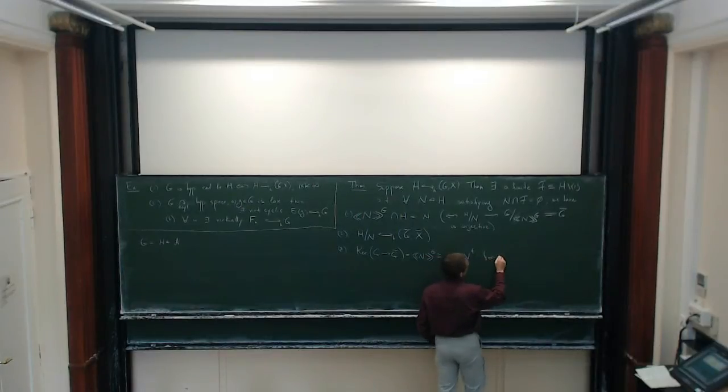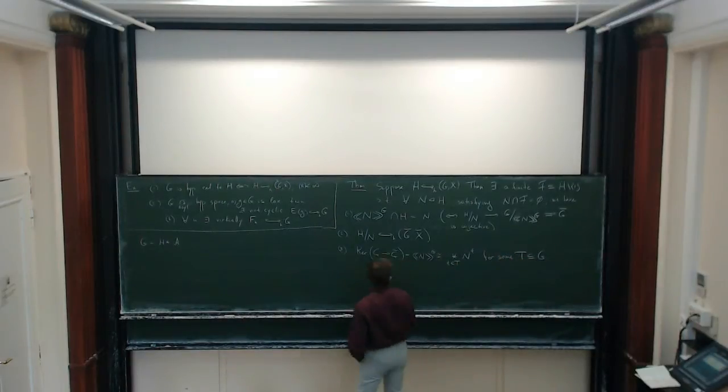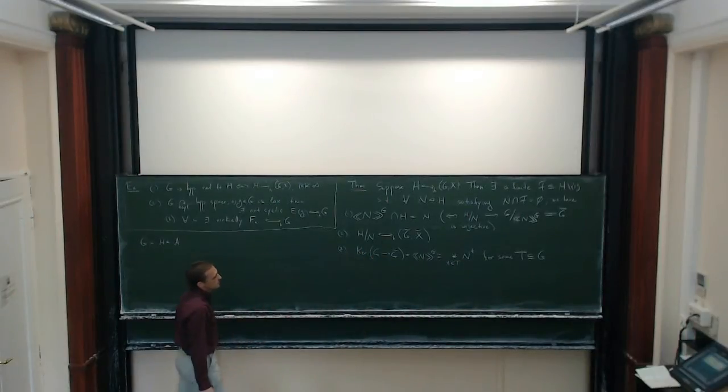So there is some subset, let's call it T, a transversal for cosets of some subgroup, it doesn't really matter. But there is some subset T in G such that this kernel is just a free product of conjugates of n by elements of that set.